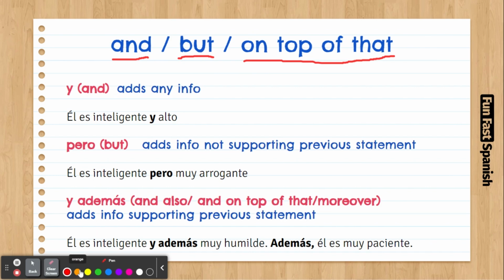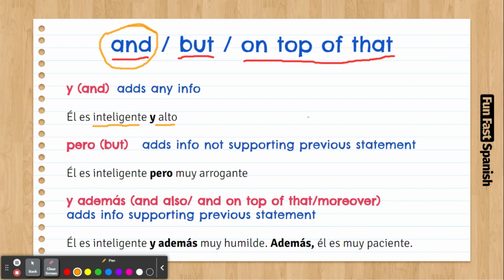So the first one here is the word and. And is used to add any information no matter what. So any info. For example, él es inteligente y alto. Ella es linda y tacaña. Tacaña is stingy. Ellos son inteligentes y envidiosos. So, anyways, you can add any info.